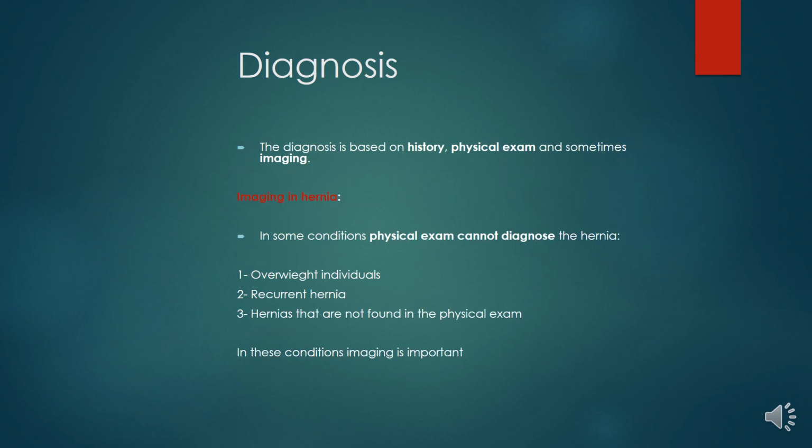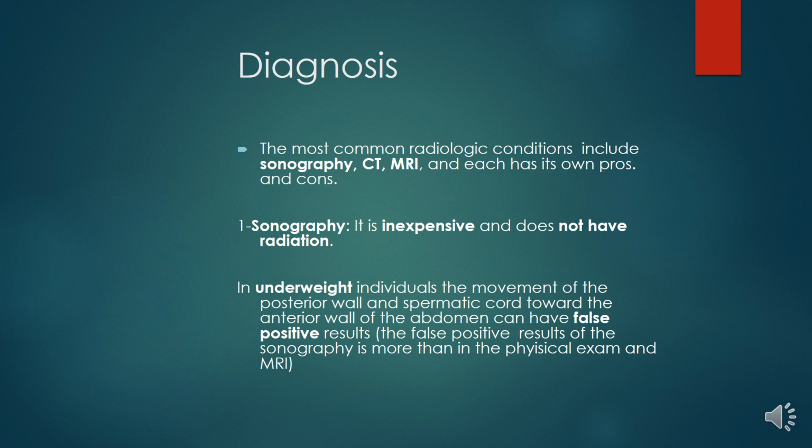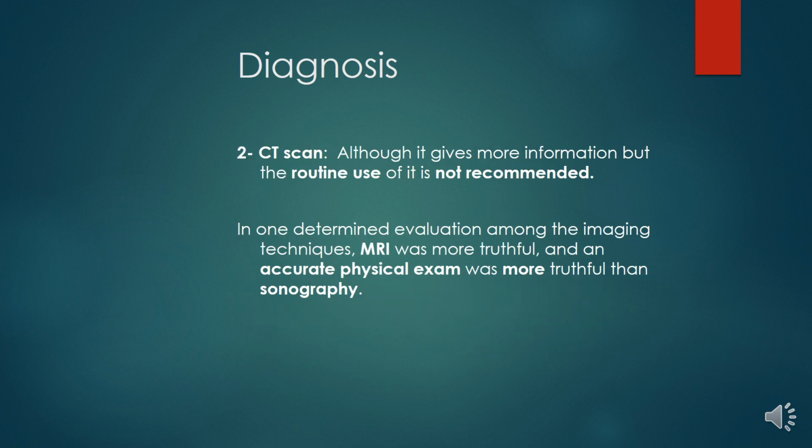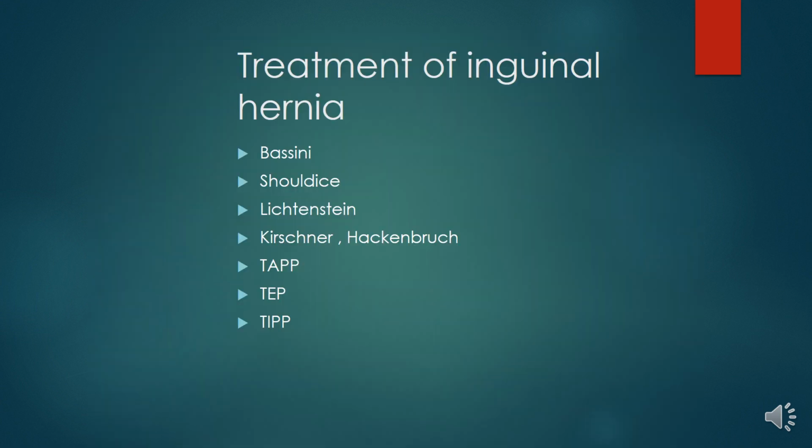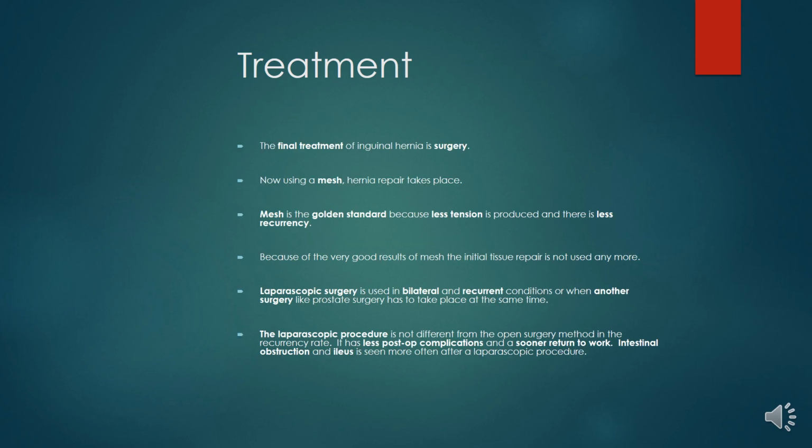Diagnosis is based on history and physical examination, and it could also be aided by radiological investigation. CT scan is helpful in diagnosis, and an MRI can give more accuracy. And this is the herniated loop of intestine. There are different types of repairs: Bassini's, Shouldice, Lichtenstein, Hackenbruch's, TAP, TEP, and TIPP. Mesh repair is the gold standard of treatment because it produces less recurrence.